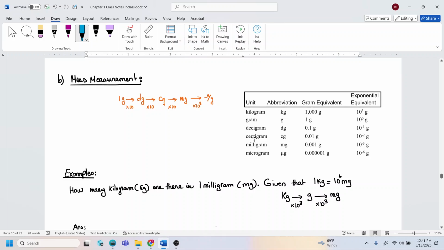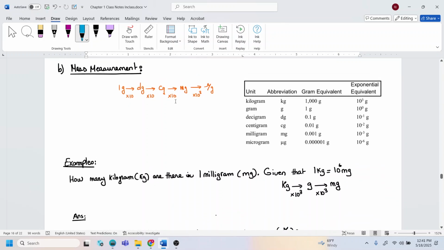Same idea for the mass measurement. As long as you know the rules in there, and as long as I give you the conversion, you can go from one unit to the other. But just make sure you always cancel the unit that you start with, and you introduce a new unit that you need to find. Okay, this is the conversion factor over here. So 1 gram is equal to 10 decigrams. dg is decigrams. And 1 decigram is equal to 10 centigrams. And 1 centigram is equal to 10 milligrams. And 1 milligram is 1,000 micrograms. Okay, so this is going to be the conversion factor.